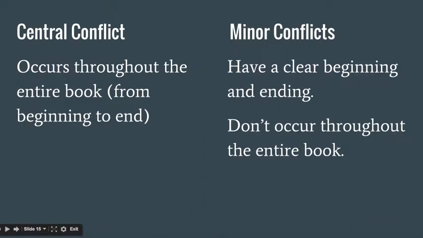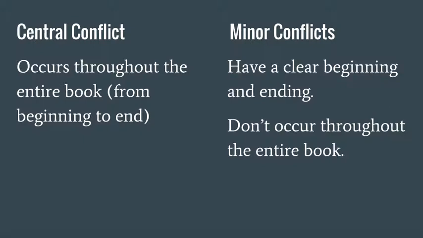So there's two kinds of conflicts that are going to be going on in your book. The first one is the central conflict, and that is the conflict that's going on throughout the entire book from beginning to end. And this is the most important conflict in the story. Now, good books will oftentimes have two central conflicts. So you may find as you're reading that there's an external central conflict and an internal central conflict as you go through. And I'll explain in just a moment the difference between an internal and an external central conflict.